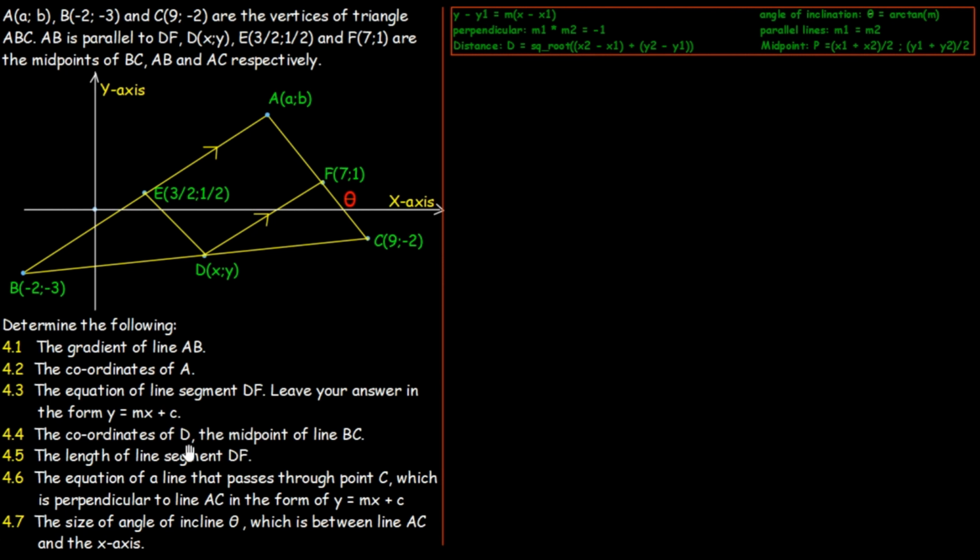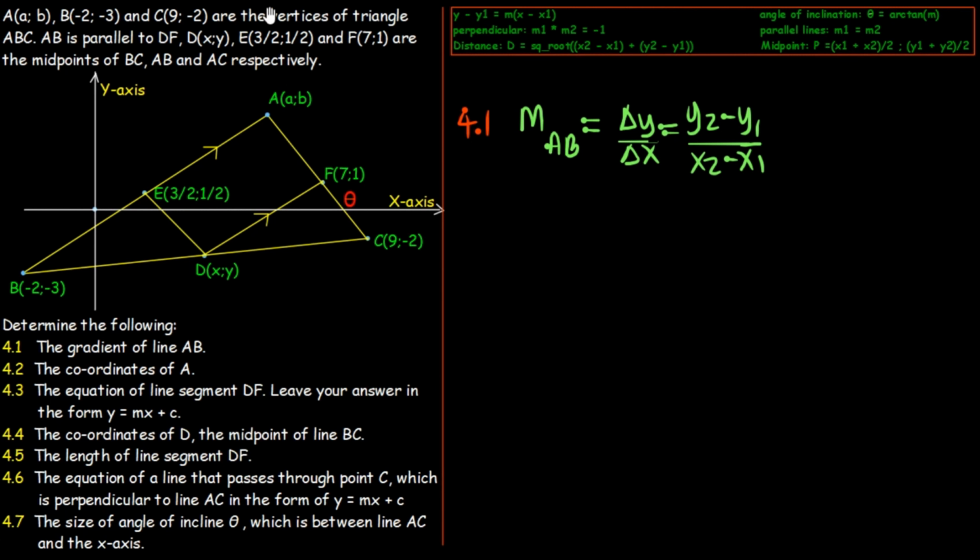So we need to determine the following: the gradient of the line AB. The gradient is denoted by m, so let's just call it m AB. Gradient is just change in y over change in x, which is y2 minus y1 over x2 minus x1. To determine gradient, we need two coordinates along the line. In this case, for the line AB, we use coordinates B and E, because gradient along a straight line is just the same.